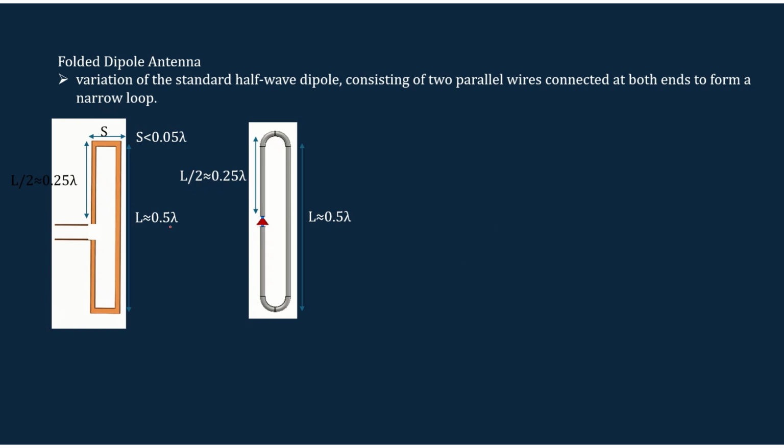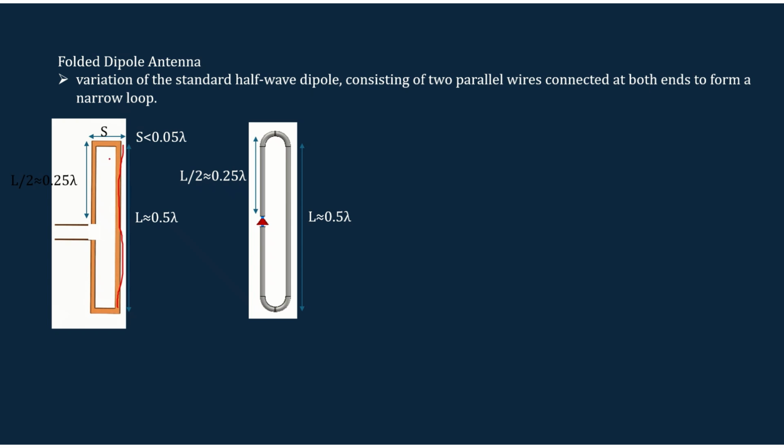In the case of a folded dipole antenna, here you can see that it consists of two dipoles which are separated by a gap of S, and the length of each dipole is approximately equal to 0.5 lambda. Here you can see that this length is approximately 0.5 and the total length of this is also 0.5, and each arm will be around 0.25 lambda.